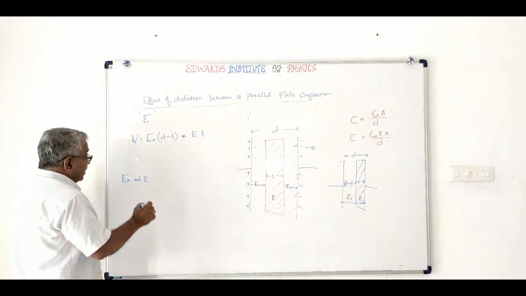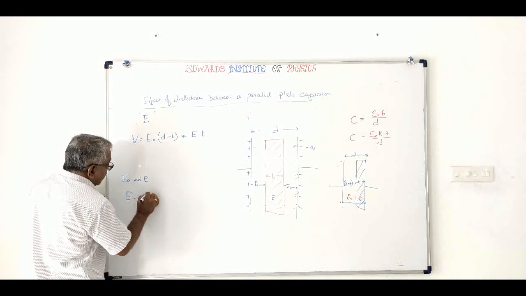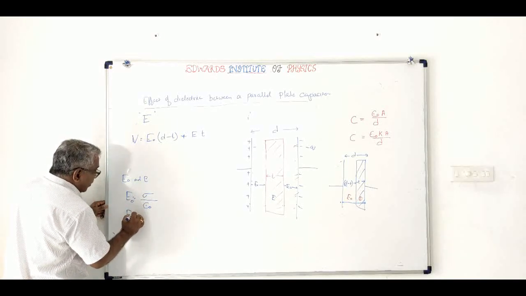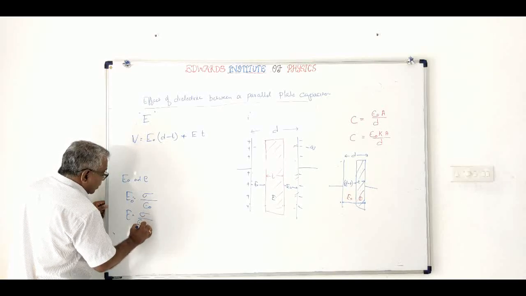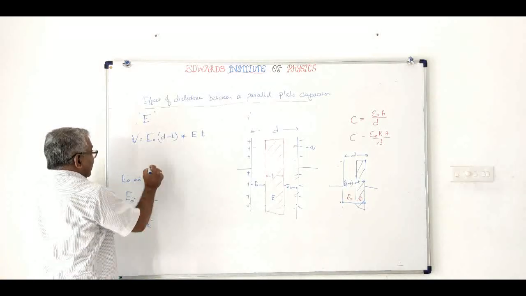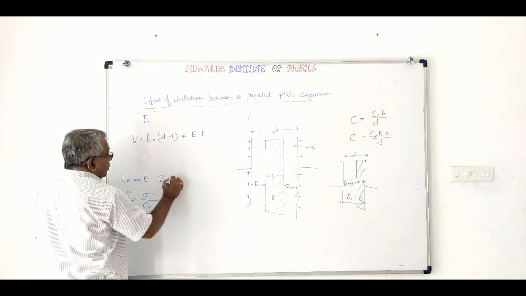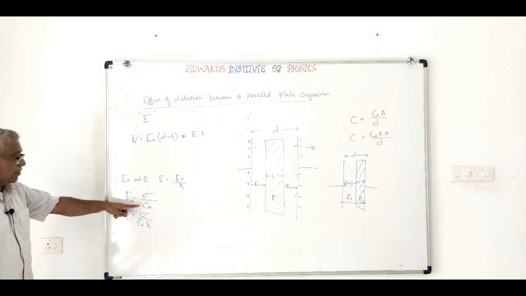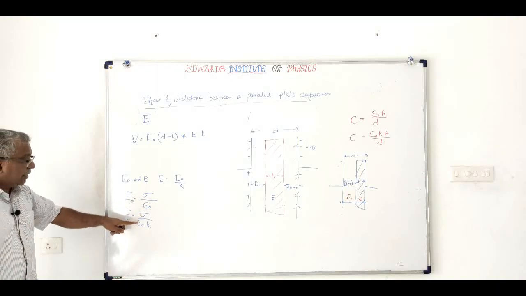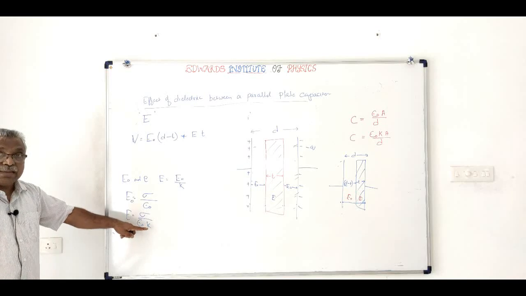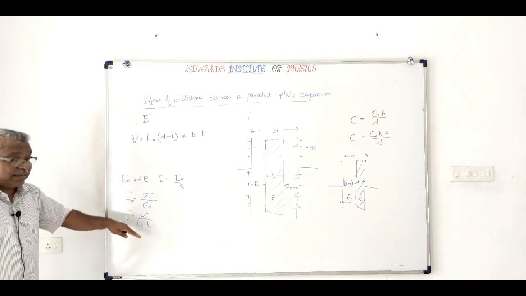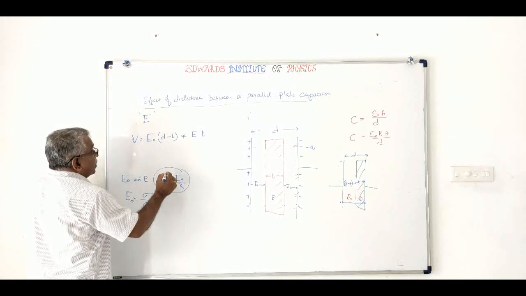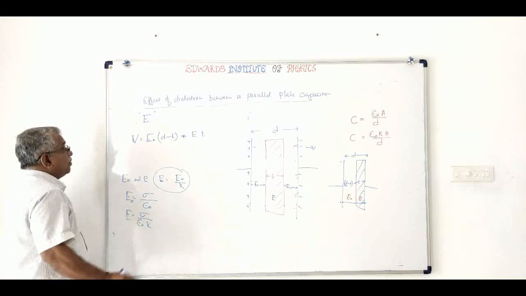E0 and E. What is E0? E0 will be equal to sigma by epsilon 0. Then what will be E? E will be equal to sigma by epsilon 0 K. So E will be equal to E0 by K. E0 is sigma by epsilon 0, E will be equal to sigma by epsilon 0 into K. That is, electric field intensity will decrease. So the relation between E and E0 is E will be equal to E0 by K.